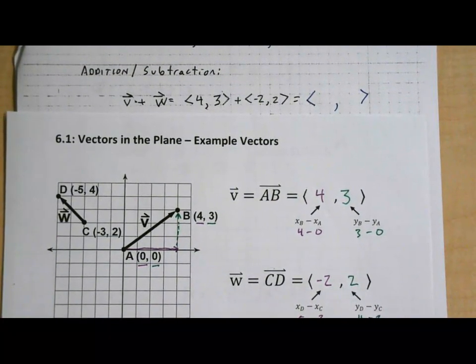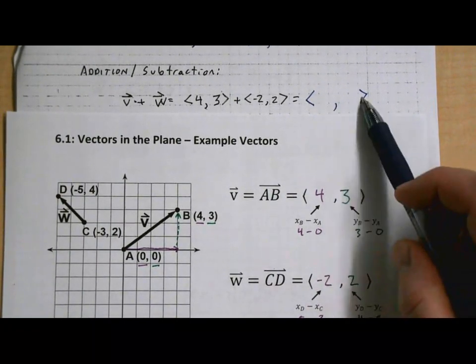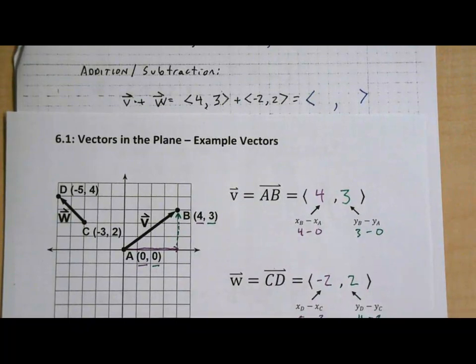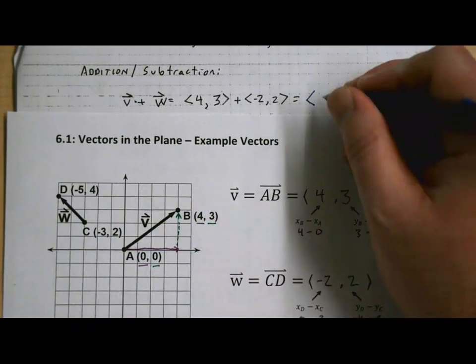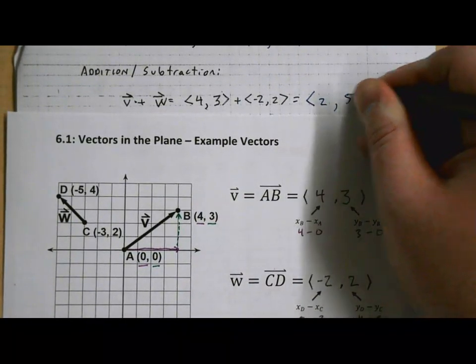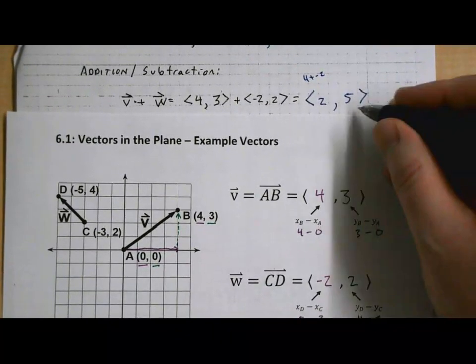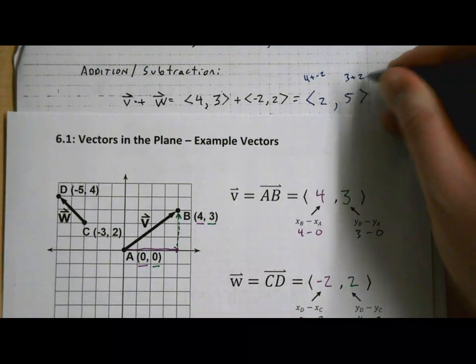If you were the one who invented vectors, how would you make this work? Anybody want to be bold and guess what the new components are? You think add the components? X with X, Y with Y? That's exactly how we do it. So this would become 2, 5. That 2 I got from doing 4 plus negative 2, and the 5 came from 3 plus 2.